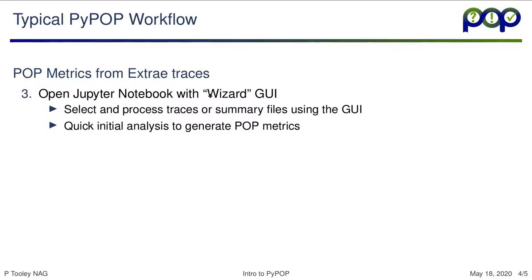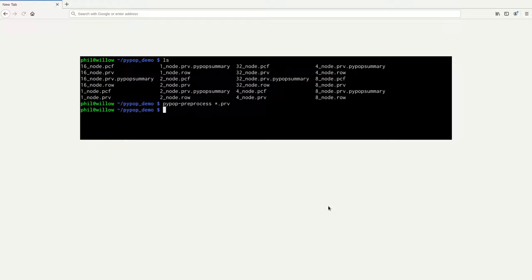So the next step then, once we've done this pre-processing, or even if you haven't done the pre-processing, is to open the Jupyter Notebook with the wizard GUI. To launch the PyPOP wizard, we need to use the PyPOP-GUI command. And what this is going to do is create a small IPython notebook file. And that file is going to contain the code that's needed to actually launch the wizard and create the wizard that we want to use.